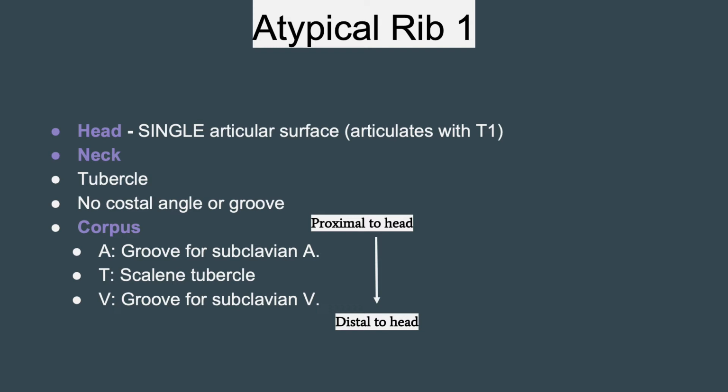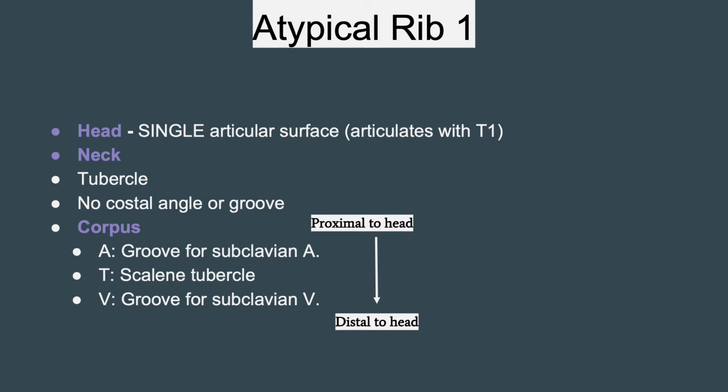All right, moving on to the atypical ribs. So atypical rib 1, you can see from the diagram in your book on page 52 that it is quite unique. It looks very different. It's short, it's stubby, and it has some special features, so you're going to want to know about those. However, it does still have the head, neck, and the corpus, or body, so remember that those are the three features that every single rib has.